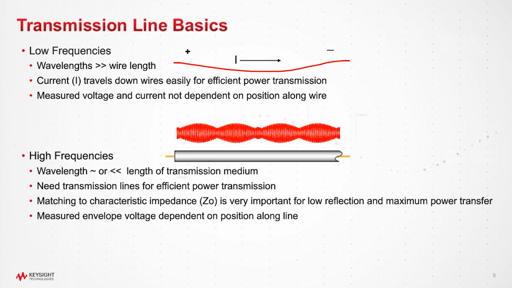If we look at the voltage on a transmission line, we'll see that it actually varies due to impedance mismatches at the end of the line. So it's very important to match the impedance of the line to your device in order to get maximum power transmitted through the system.